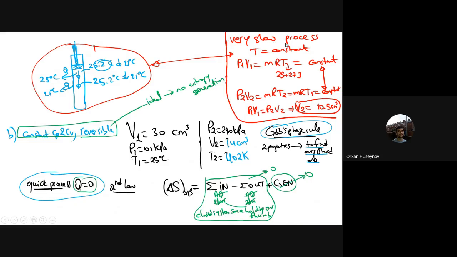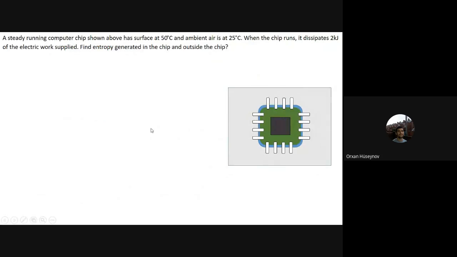But if the process is very slow, which is the second case, then the temperature remains constant, because at a very slow rate of heat transfer you have a very small temperature difference between the environment and the pump. We can assume that they are almost the same. Therefore, from this relationship, I can find the final value. If you have questions, you can ask. Otherwise, I will move on to the next example and solve it. Okay, there is no question. Good. So I'm going to the second example here.